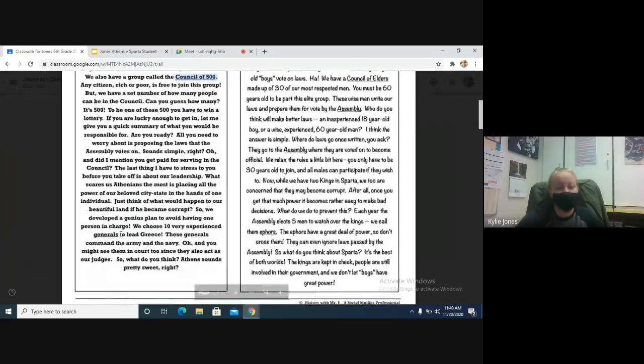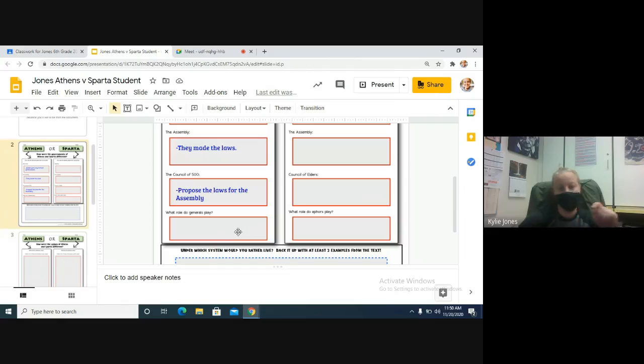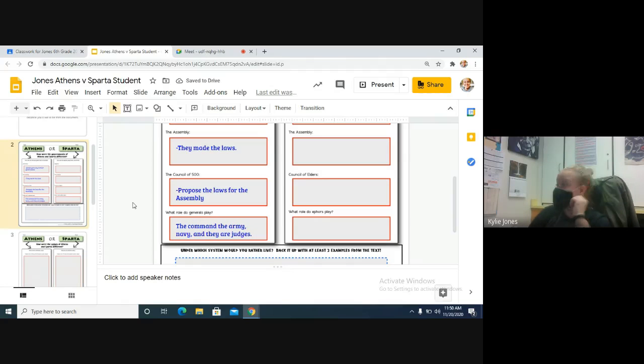So we have our generals, right? Ten very experienced generals. And they also are like the judges. Oh, they command the army and the navy. Good. The generals command the army, the navy, and they're judges. So, I just put that they are the people that are in charge of Greece. And they are. All right. So there we've got all four of those filled out.